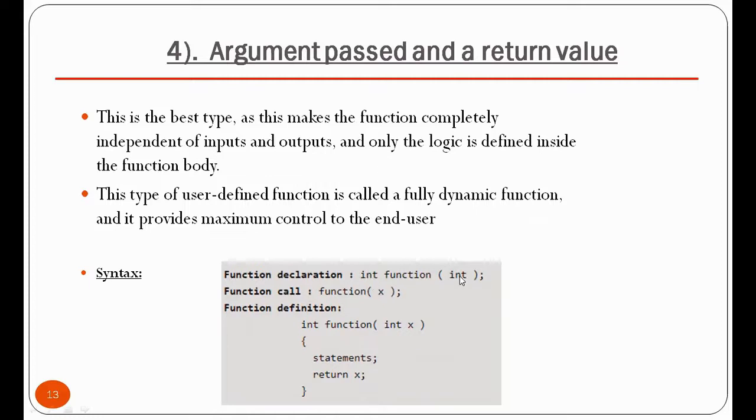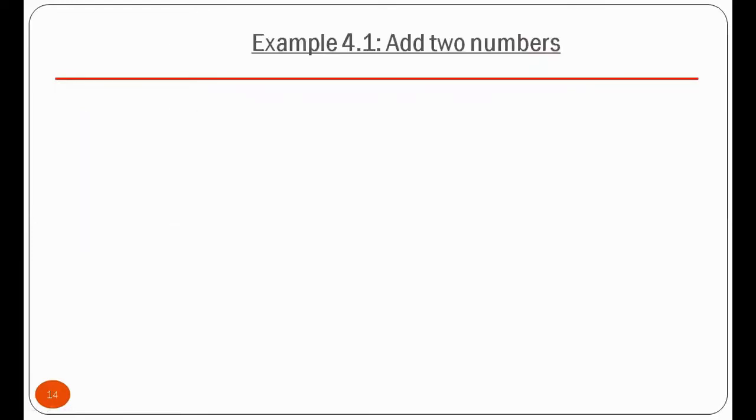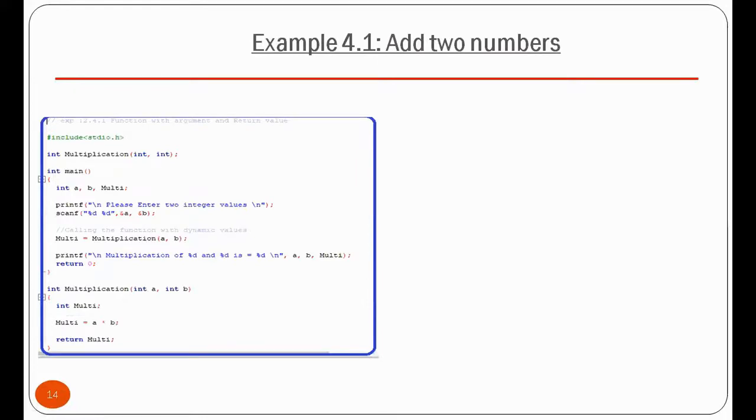Integer, we have the return type, and here we have arguments. We are passing arguments, and we will save some value in the variable when we call the function. And this is the definition of the function. Okay, the same example, this is the multiplication.